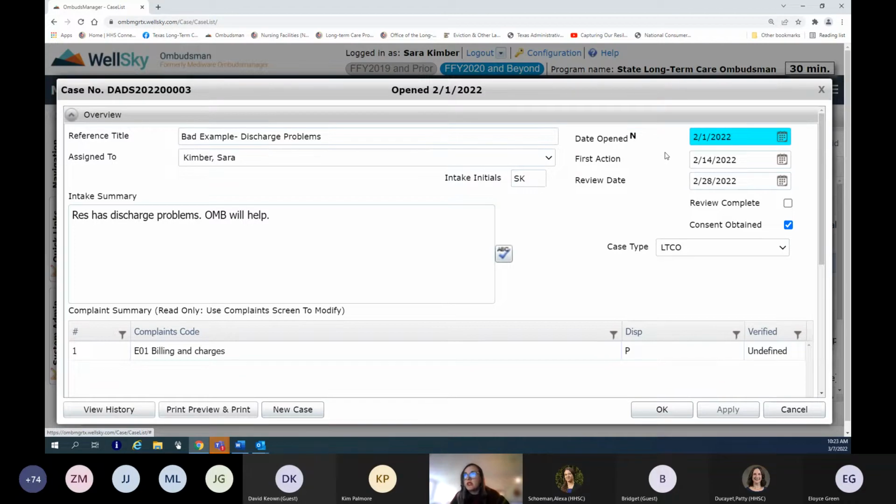And I'm really excited that the ombudsman is going to help, but that doesn't give me any information as to what kind of consent, who gave me consent, where did this complaint come from? Did it come from Betty Boop again? Did it come from the resident? How did we learn about it? Were we in person? There's so much vagueness to this intake.